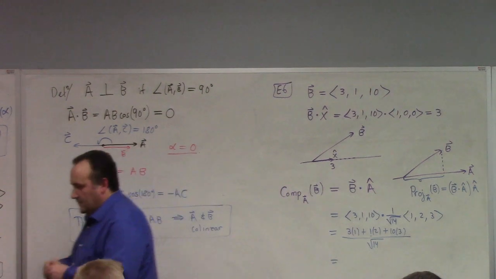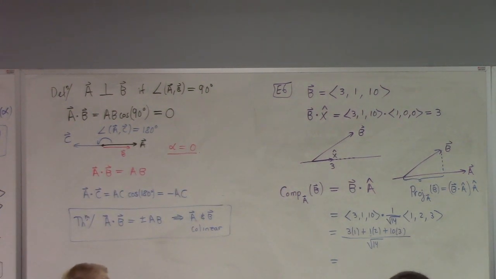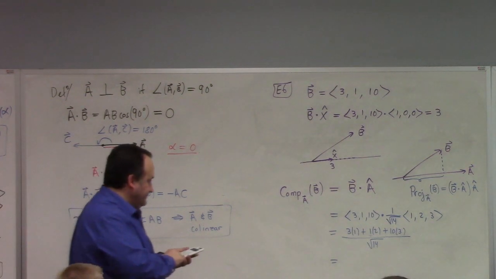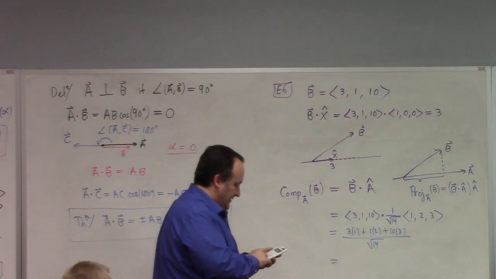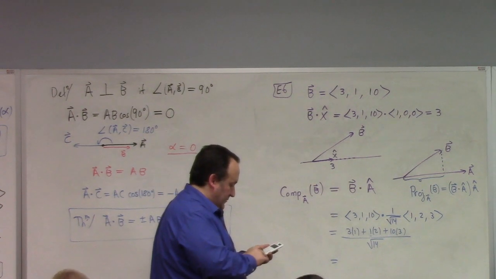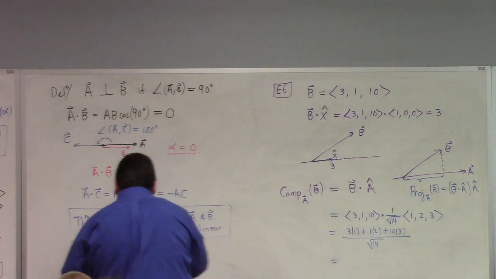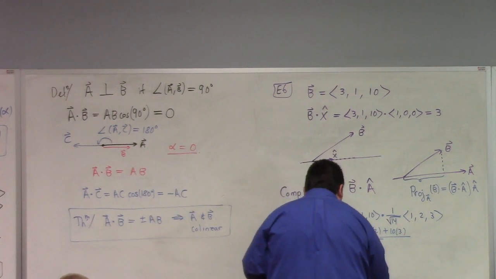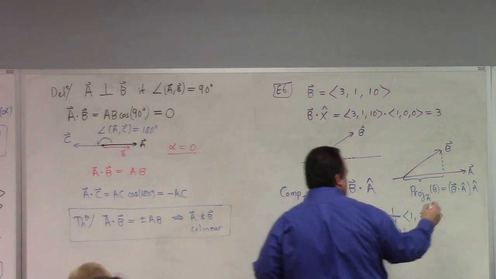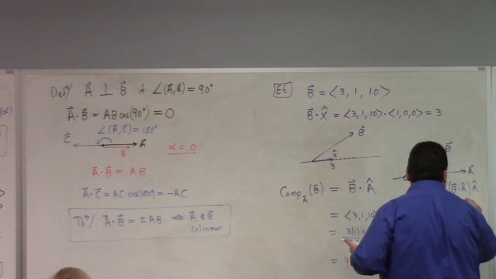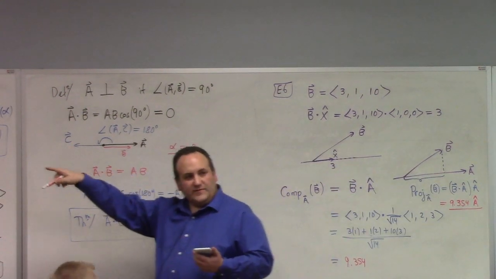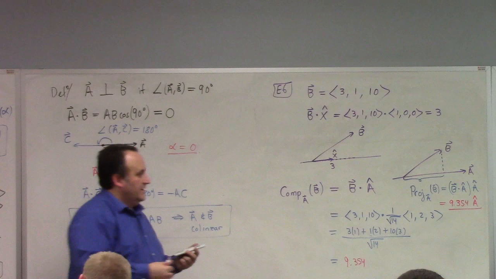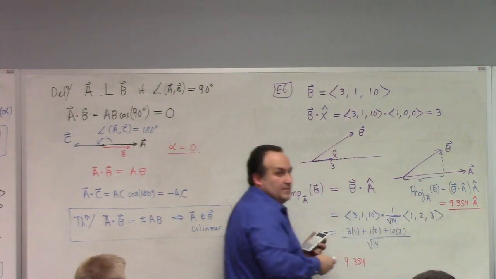So the length of the shadow of the vector in the direction of the other vector is 35 divided by the square root of 14, which works out to 9.354. And so here, this would literally be 9.354 a hat. And if you wanted to, you could put back in the details from example 4 and work out the Cartesian form of this specific vector.